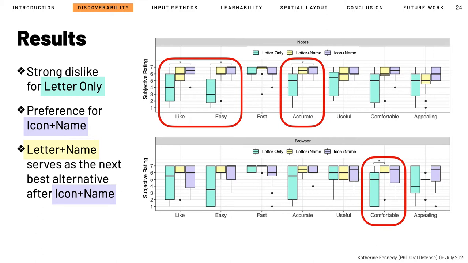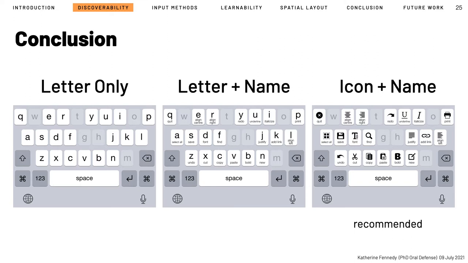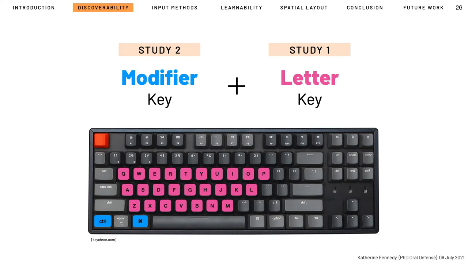To conclude, we can now recommend future designs to use icon plus name and avoid letter only, and perhaps allow personal customization using letter plus name for users who prefer a less cluttered and minimalist style. Now that we are done with study 1, let's proceed to study 2 from the same discoverability project.